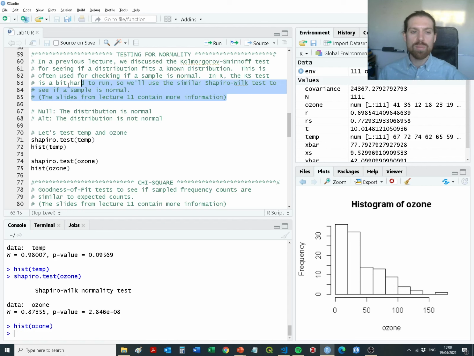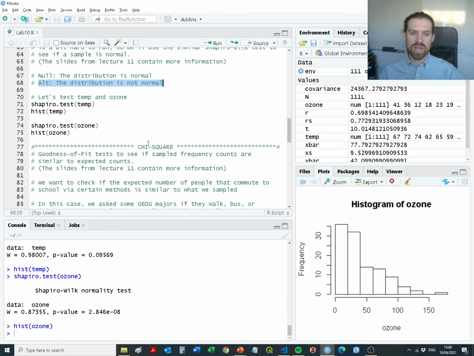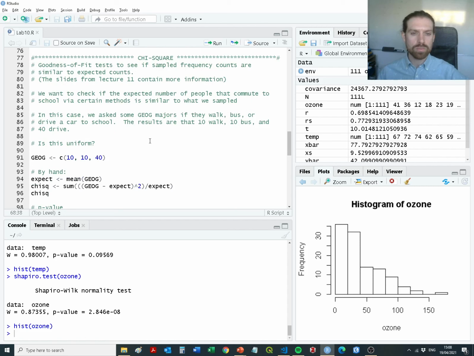Okay, so if you need more information on this, then you can just look at lecture 11. It contains pretty much everything that you need to know. Obviously, we have these two different hypotheses here. If it's not significant, then the distribution is normal. If we have a significant result, then basically the distribution is not normal. Okay, so that's the way that we need to think of this.